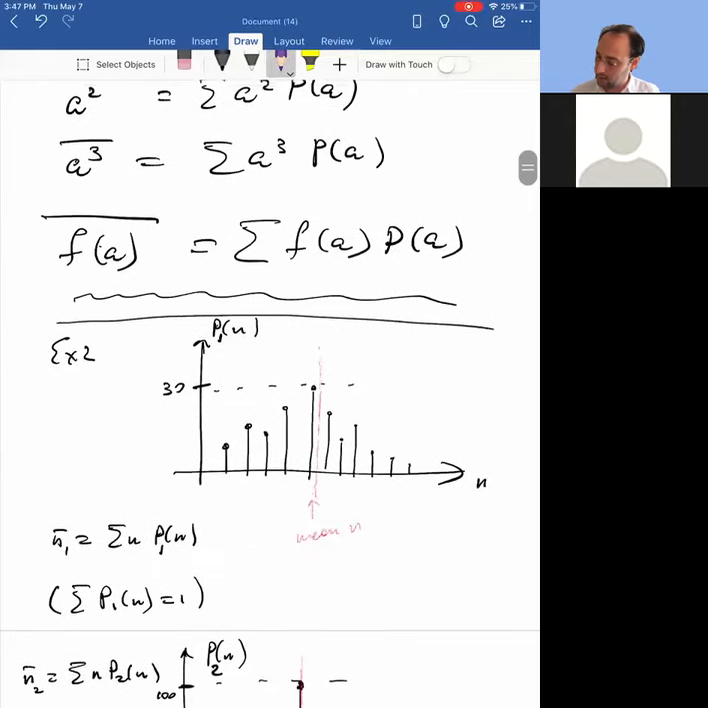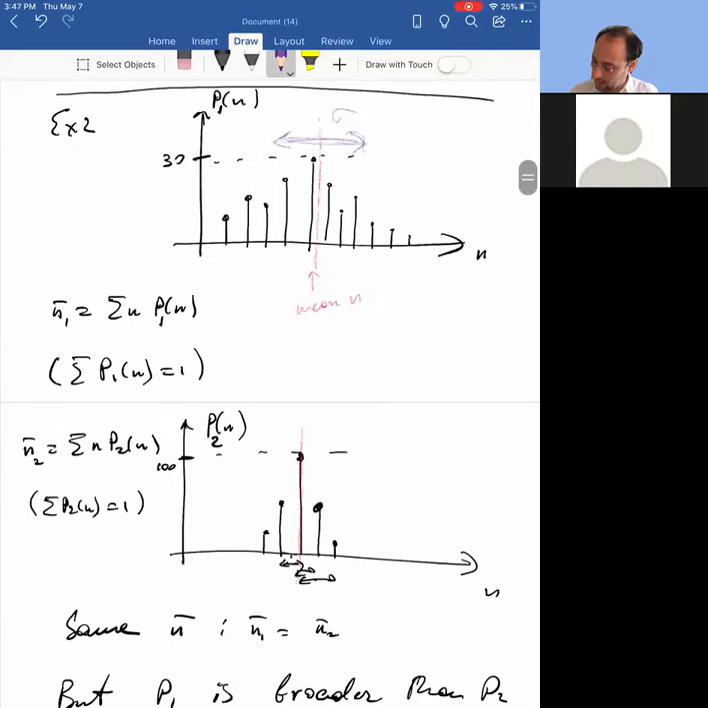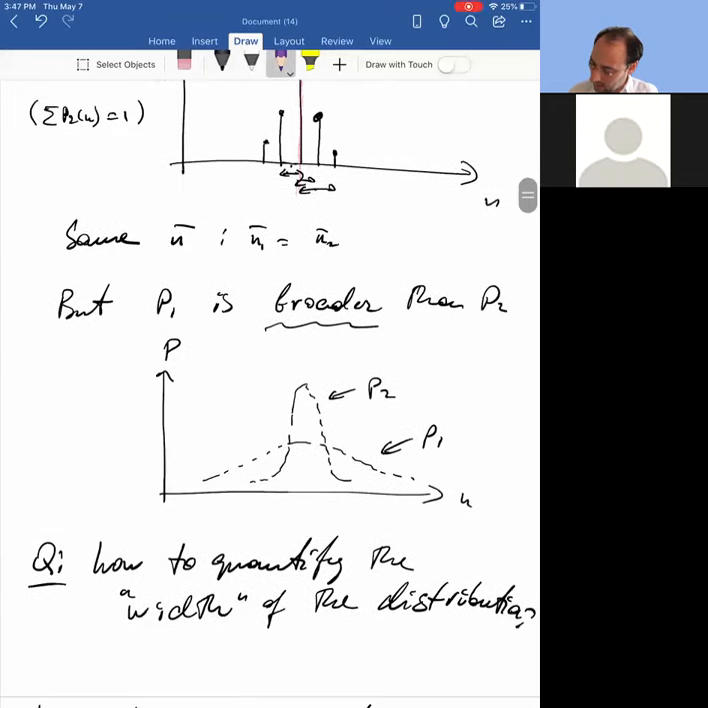If I look at these distributions, here's the sigma, and here's the sigma. You see? So you can see that the width, this is sigma 1, and right here is sigma 2. Okay?